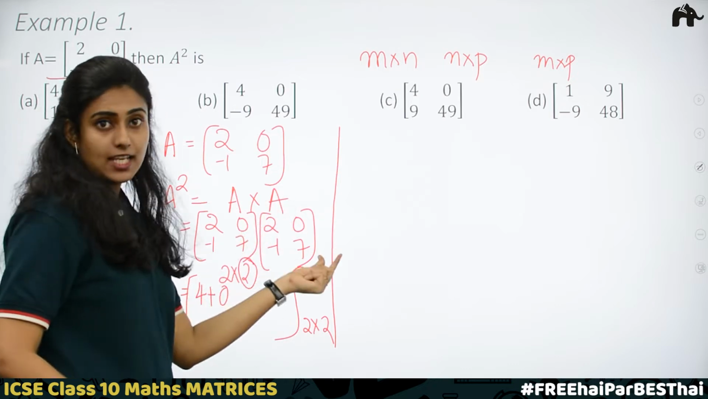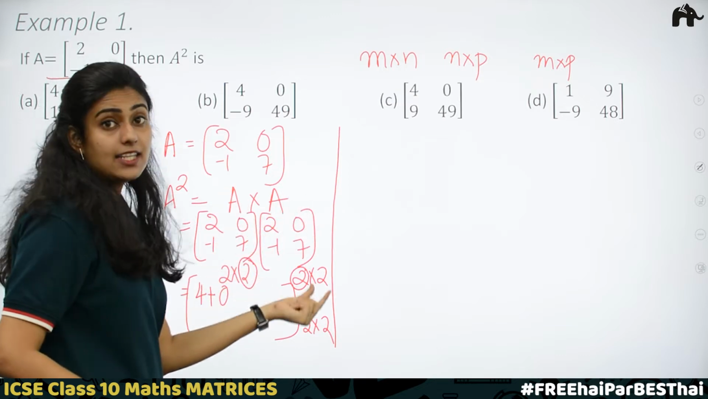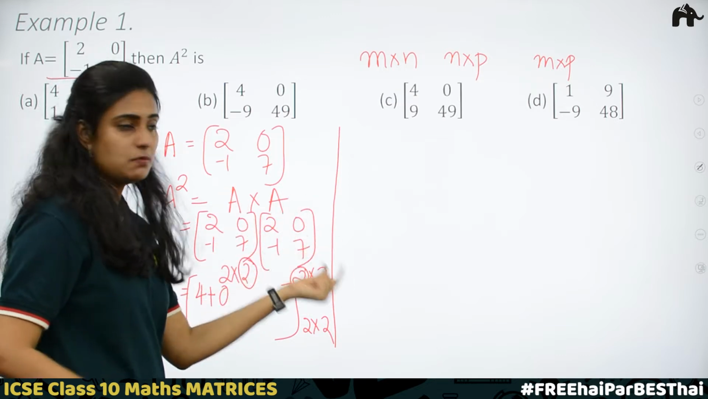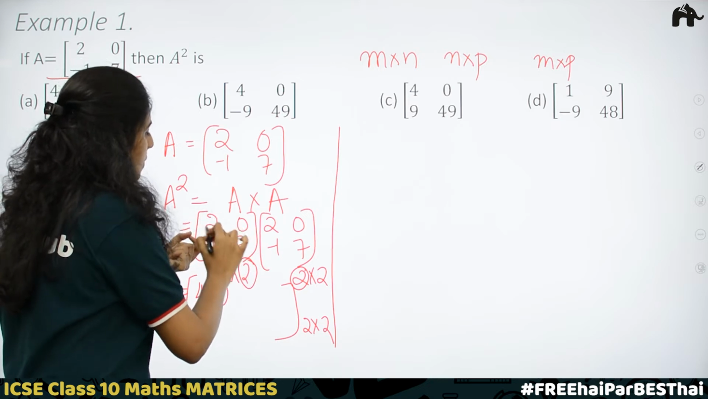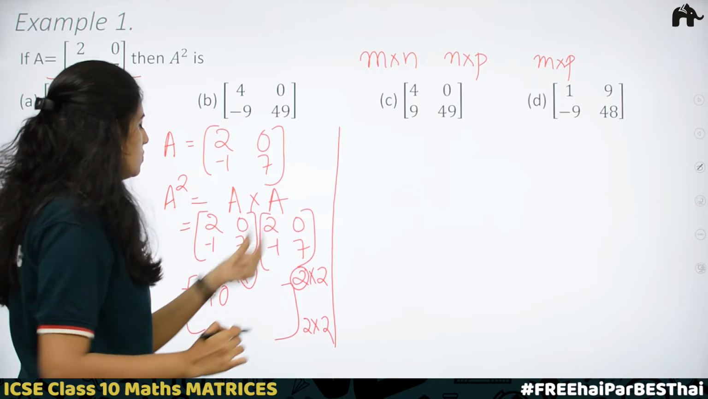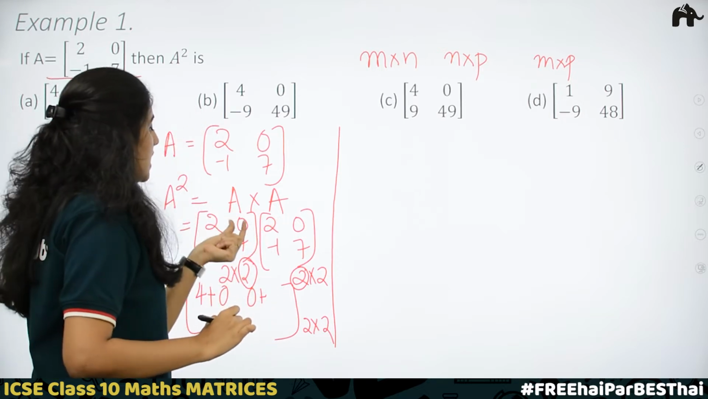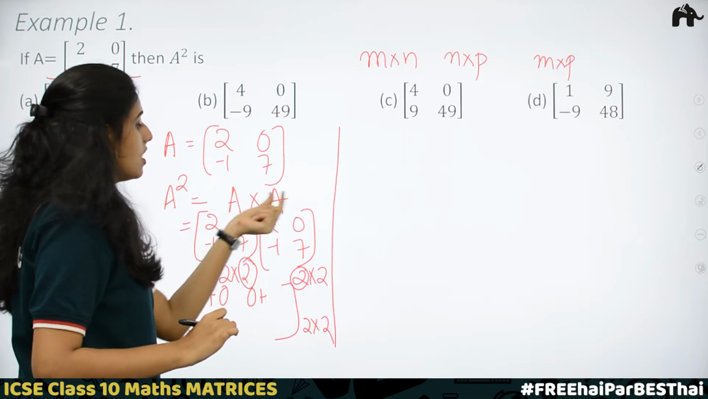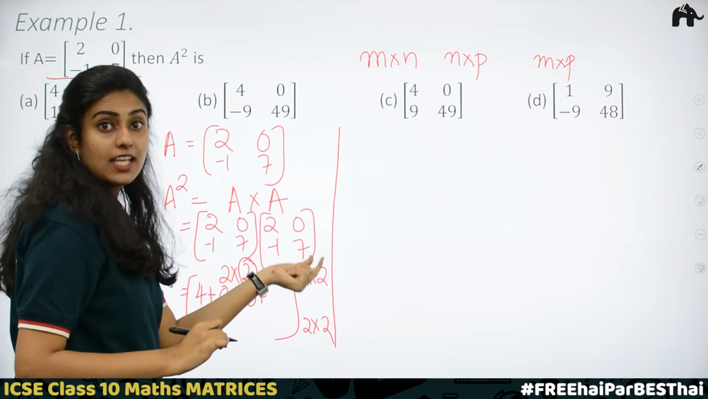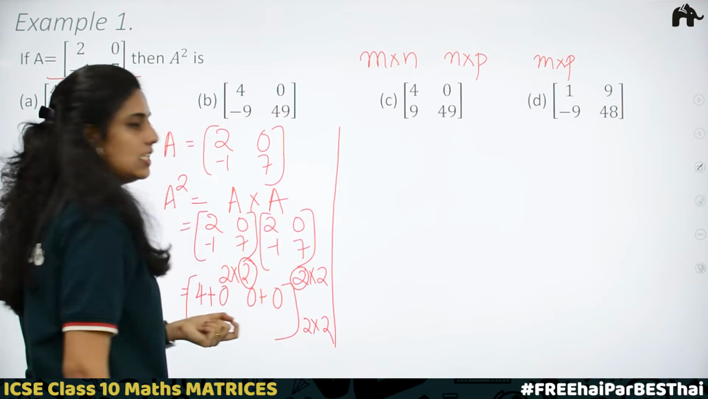Next, to get the second element, we have to consider the first row of the first matrix and the second column of the second matrix. Here we have the first element 2. Here the first element of the second column is 0. 2 into 0 is 0 plus. Next, considering the second element of the first row and the second element of the second column, 0 into 7, that is again 0.